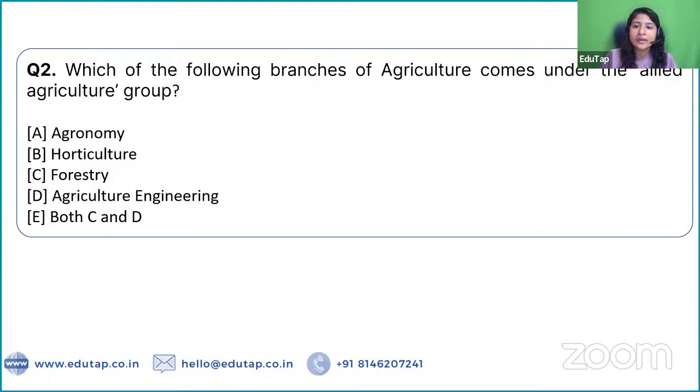Okay. And yeah, so I'm getting mixed answers for it. Okay, so I knew most of you will get confused, and that is why I've added a third option. See, the correct answer over here is just agriculture engineering.